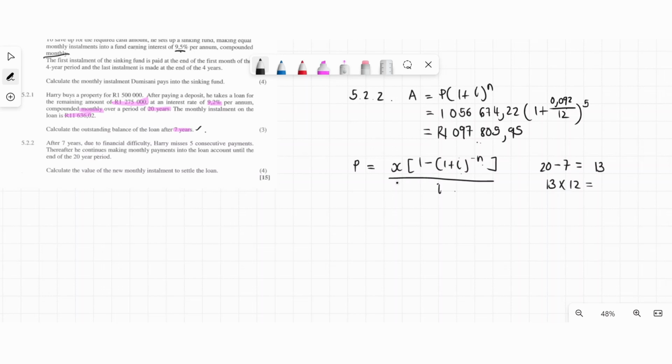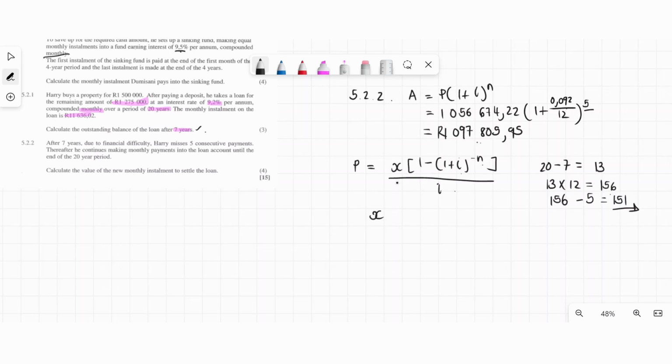So this is going to be the same as 13 multiplied by 12, which is going to give me 156. This is how many payments he needs to make. But remember, he missed how many? He missed 5. So we're going to take that 156 and subtract 5, which is going to give you 151. So our n here is 151. I hope that made sense.